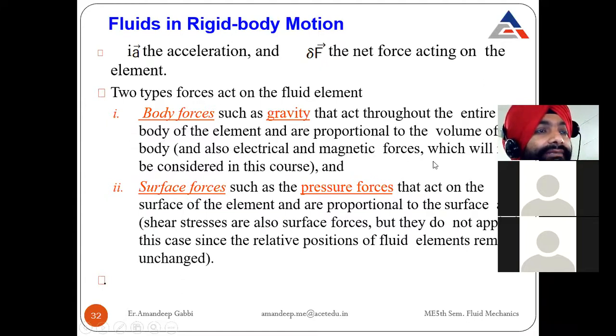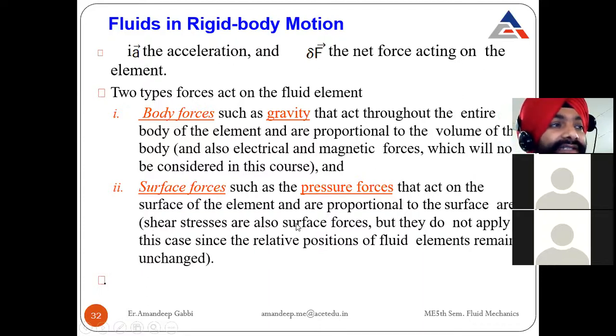Also, there are electrical and magnetic forces, which will not be considered in this course. There could be some electrical forces, magnetic force, but they are not going to be considered in this particular course, fluid mechanics. Now, the second forces that are there are surface forces, such as pressure force, that act on the surface of the element and are proportional to the area. There are also shear surface forces, but they do not apply in this case since the relative position of the fluid element remains unchanged.